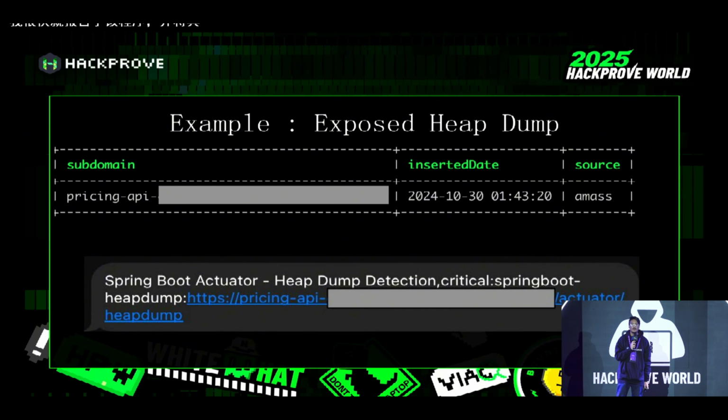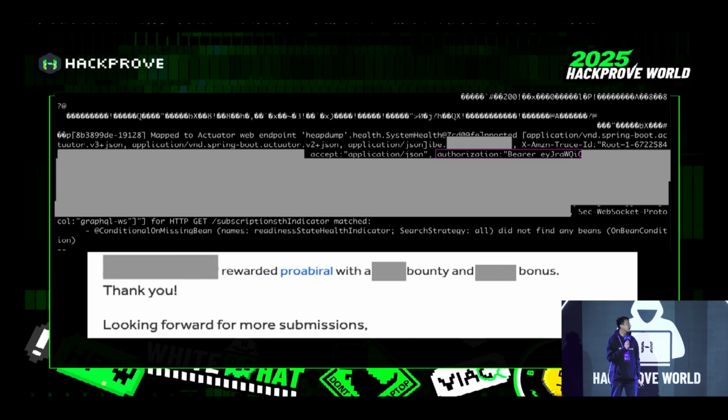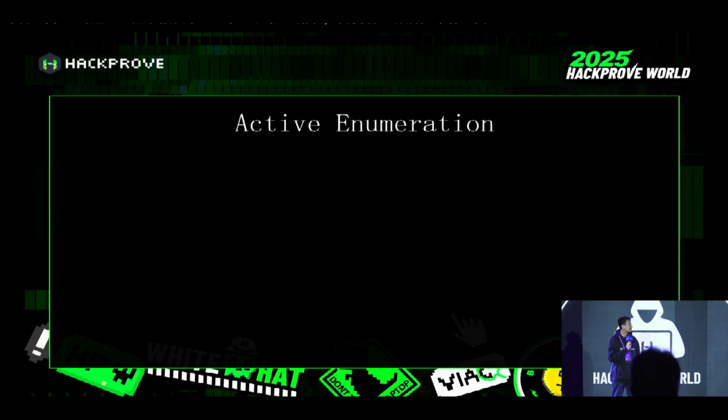Another example of such continuous monitoring is from Amass. Again, Amass is also running across multiple instances on my servers, and it found a new subdomain. Again, new subdomains are sent to Nuclei for scanning. It found that it had a heap dump. I received a notification for it, and then checking it, I found that it had the authorization token of the user being leaked. I reported it to the program and got a sweet bounty and a bonus.